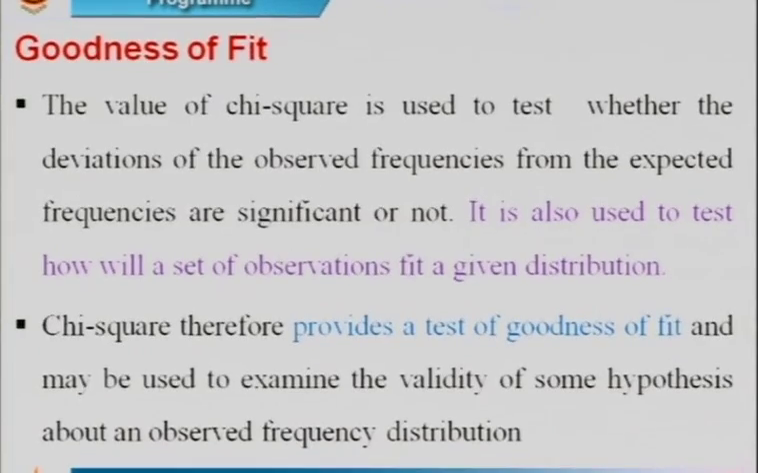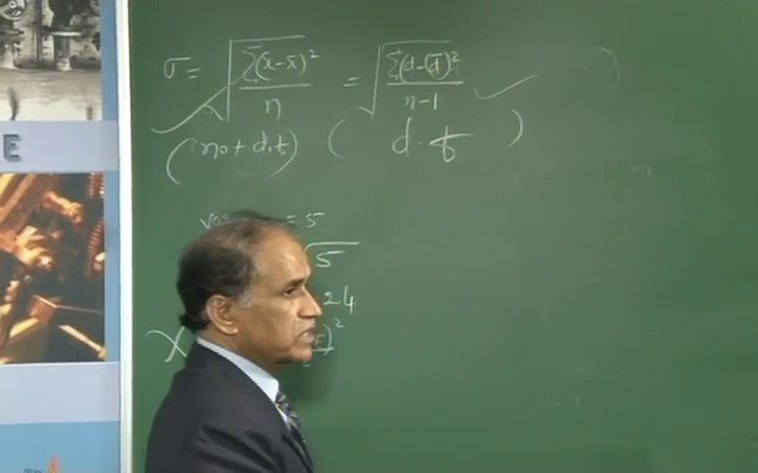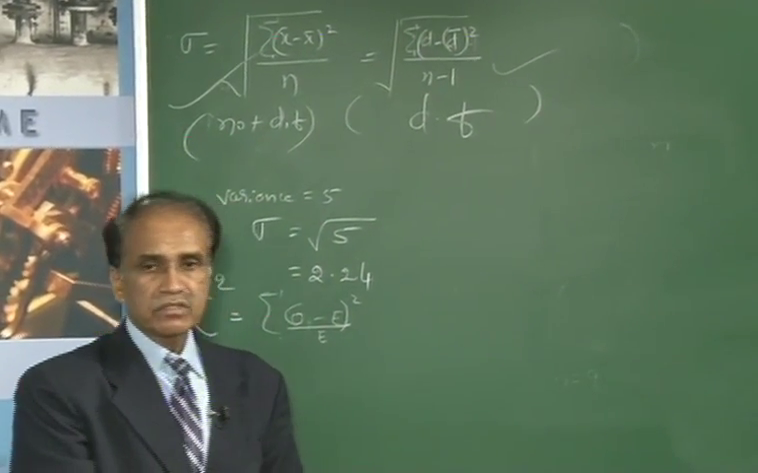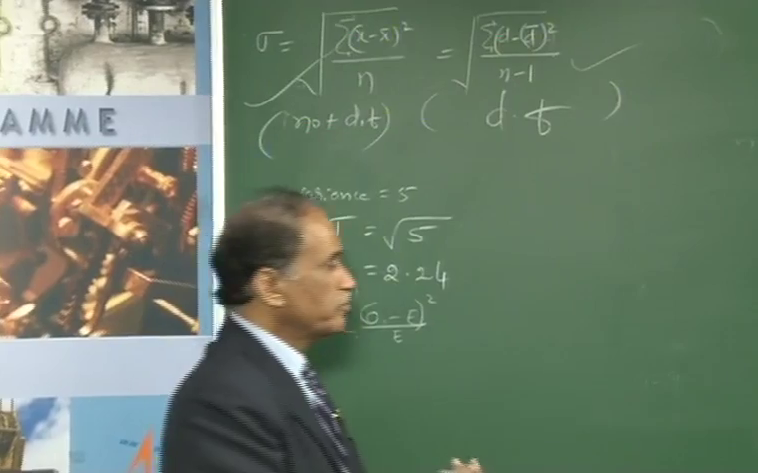In each input means against the statistical variable, the observations we make, we name them as frequencies. How will a set of observations fit a given distribution? What do you mean by a set of observations? For example, in the basic statistics you have studied preparation of a frequency table.